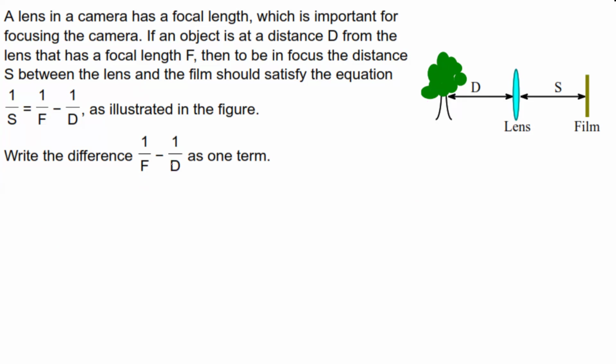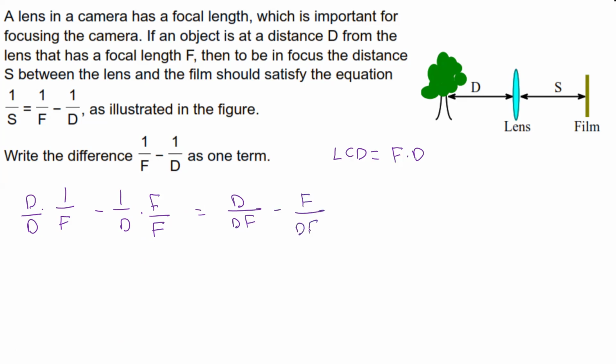Okay, common denominator. What is going to be our LCD? We have an f here and a d here, so f times d is going to be our LCD. We have 1 over f minus 1 over d. We're going to multiply this by d over d to get the df, and we multiply this by f over f to get the df. So now we have d over df minus f over df.